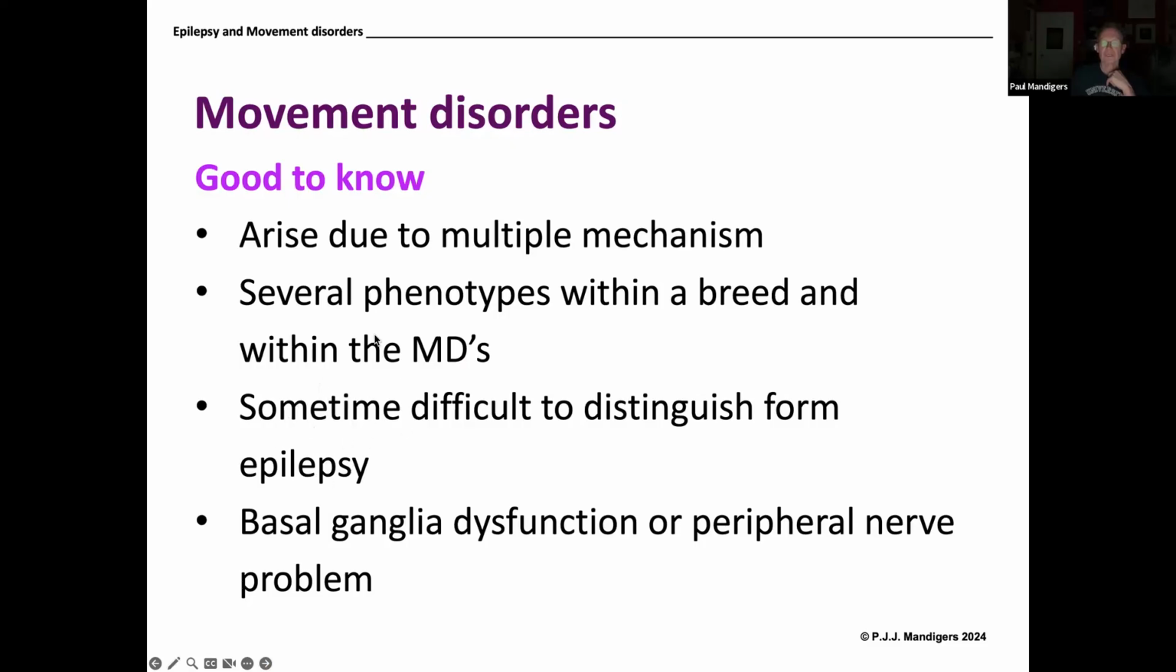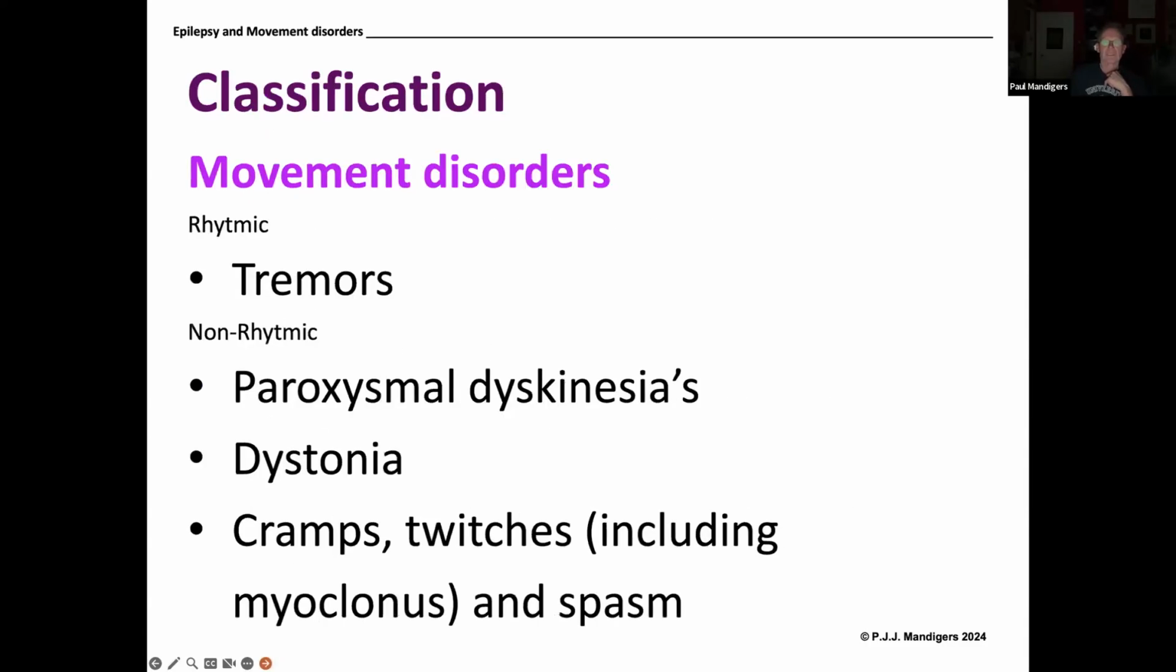Because for instance, if it's a non-kinesiogenic dyskinesia, then phenobarbital most likely will not do anything. And if you're talking about epilepsy, then of course, phenobarbital is one of the things we would like to use.